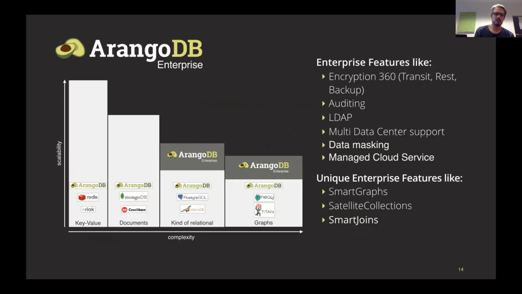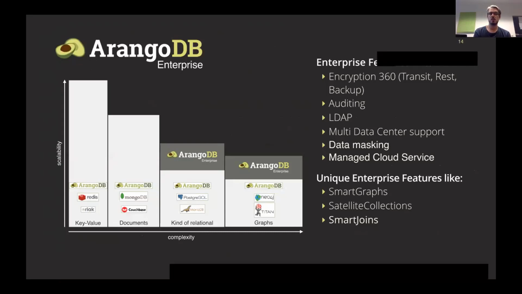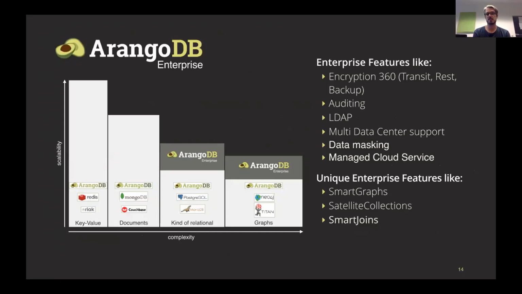Of course, in addition to the ArangoDB open source version, we also have an enterprise version. We focus there more or less on many security features, so encryption, auditing, LDAP integration, multi-data center support. And now with 3.5, we will also release data masking. The data masking has an enterprise version, but is also available in a fundamental version in the community edition. And we will also offer a managed service quite soon, which will also run the full featured enterprise edition.